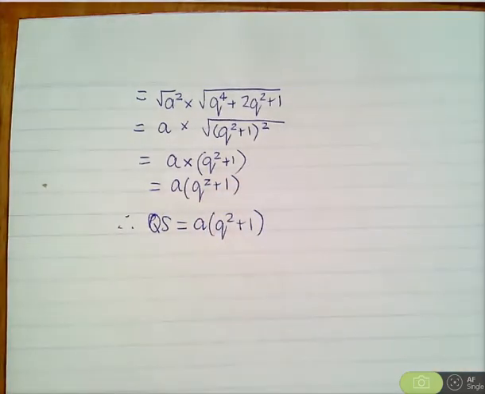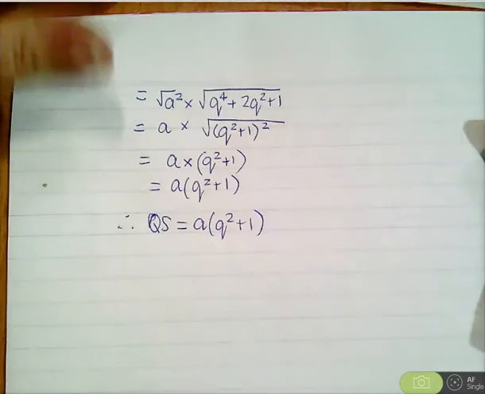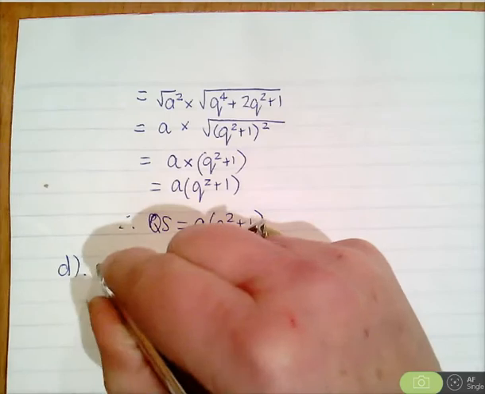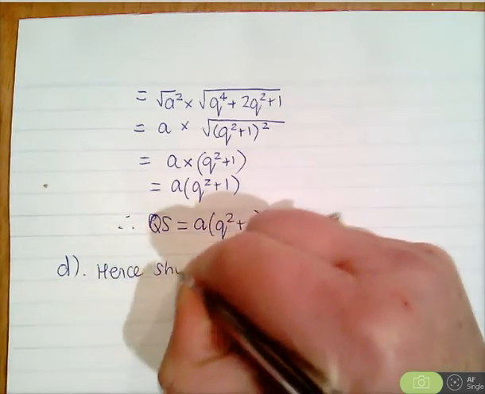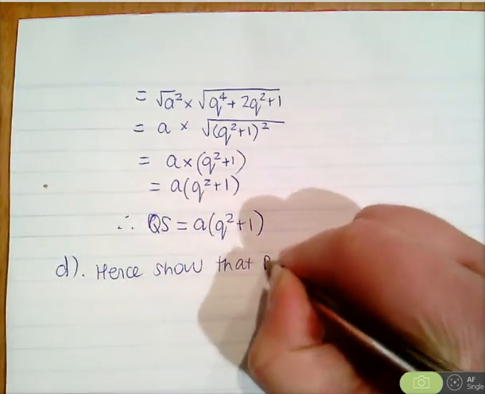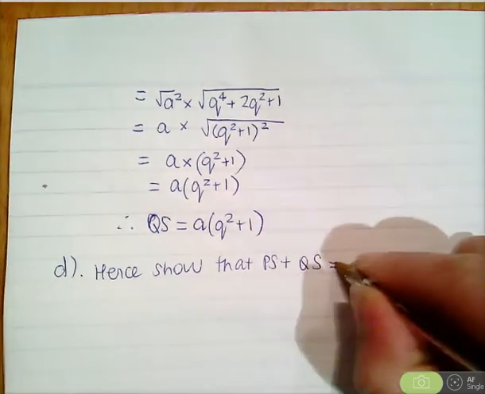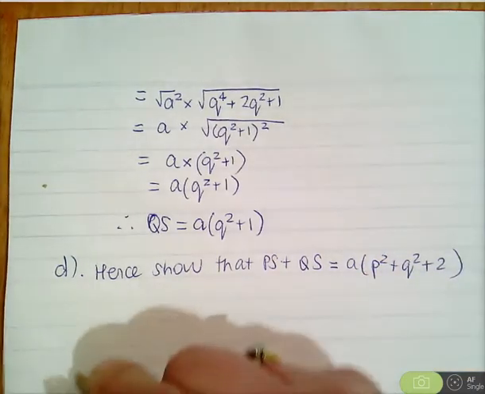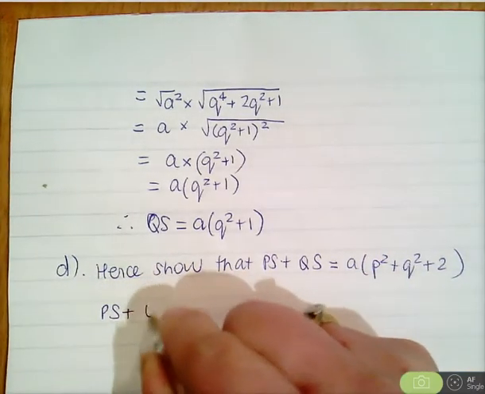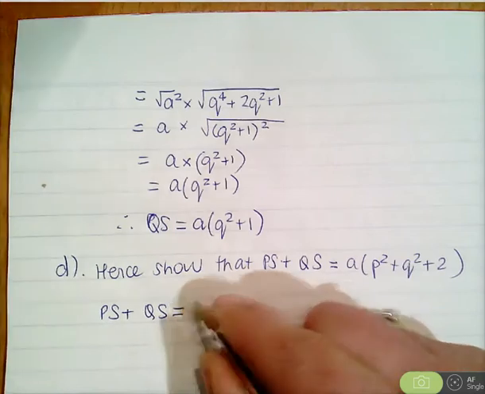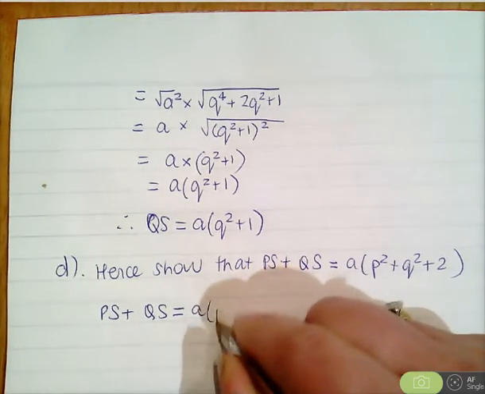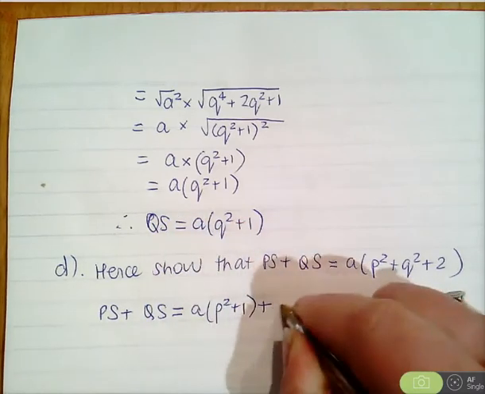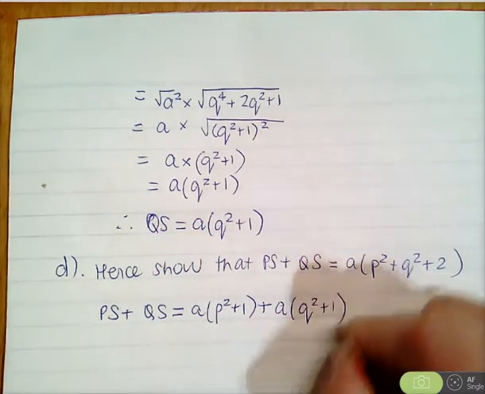Okay, now we're going to look at part D. And part D says, hence show that PS plus QS is a bracket p squared plus q squared plus 2. So let's write down what each one is. So we go PS plus QS. Now PS, if we look back in part B, was a bracket p squared plus 1. And QS, we can see from part C, is a bracket q squared plus 1.